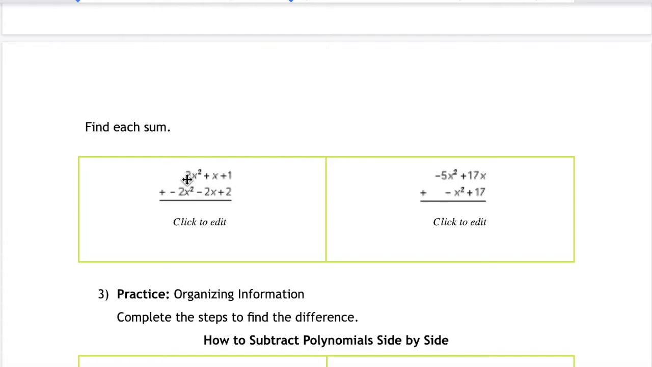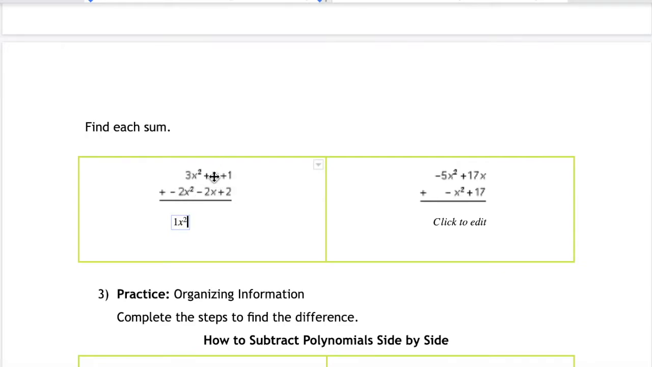So notice how I have these two expressions that I'm adding together and they're stacked right on top of each other. Now when I go down each column, I want to make sure that I am lining up like terms. So when I look over here, I have 3x squared plus negative 2x squared. Those are like terms that are stacked right on top of each other, so I'm going to go ahead and just add them. So I have 3x squared plus negative 2x squared, that's going to be 1x squared.